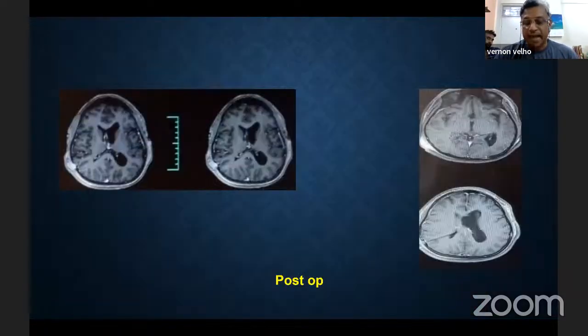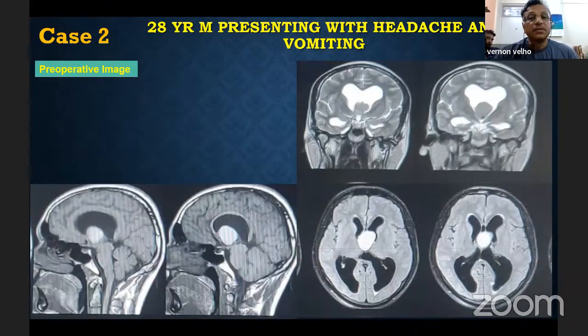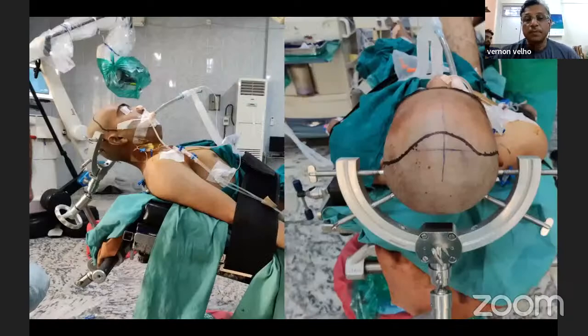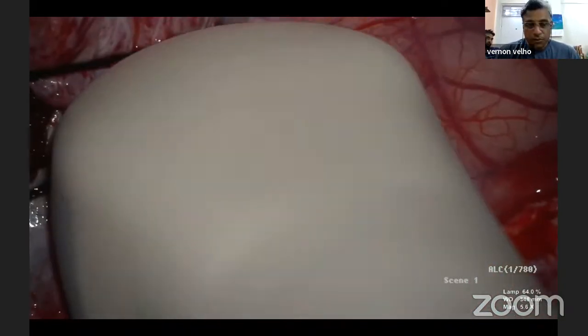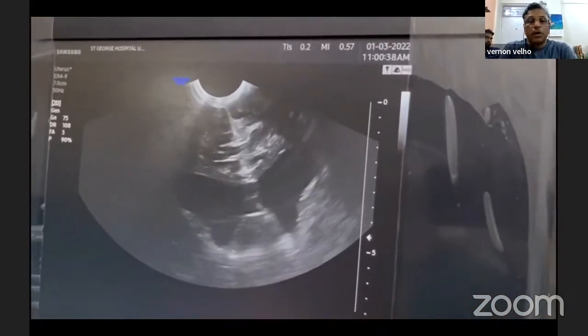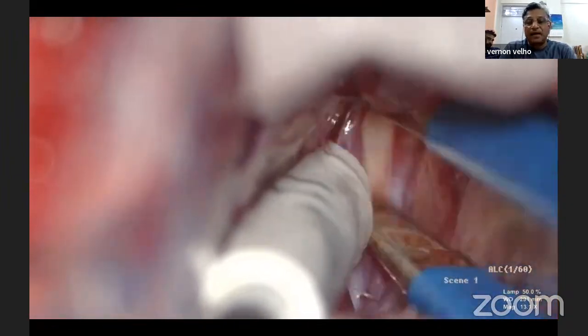That's the post-op scan of the patient. This is another patient with a large colloid cyst like this, so we approach it transcallosally. It's very important to have a slightly large ventricle, because you can enter it much more easily. This is the position. We use a bicoronal flap here. Again, we are doing the ultrasound, and you see the colloid cyst beautifully, so you know exactly where to do the callosotomy.